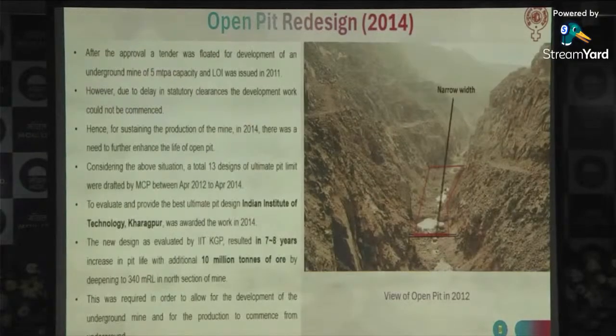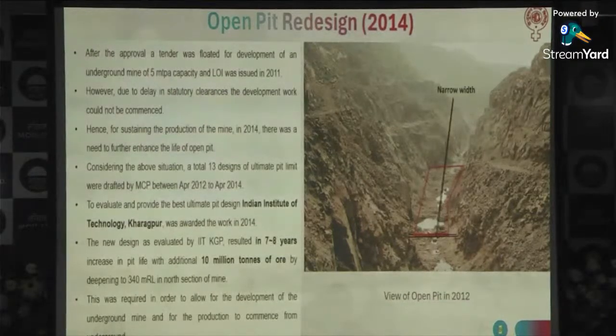Then finally, on 30th of September 2011, the underground expansion plan was approved by the government. However, due to delay in statutory clearances, we could not commence the underground mining. A tender was floated, and then LOI was issued in 2011. However, due to the delay in statutory clearances, the underground development could not be commenced.